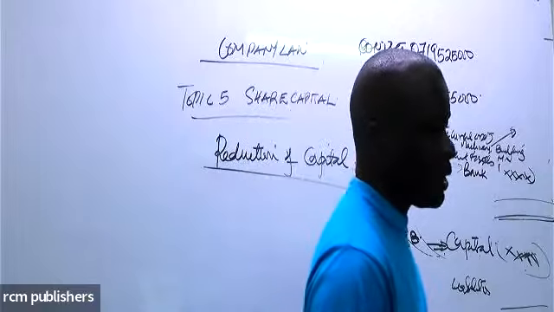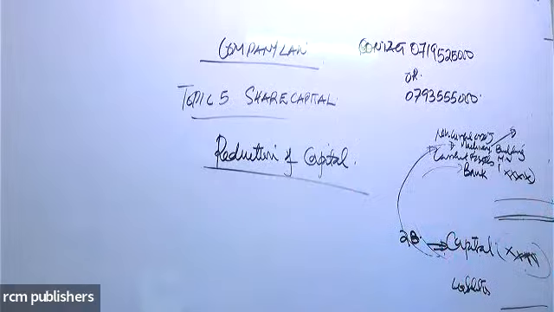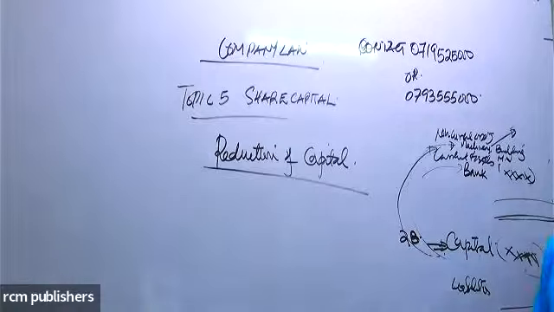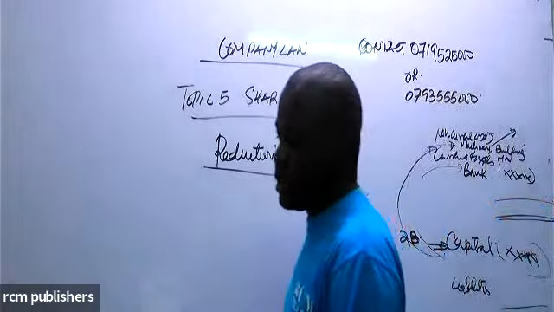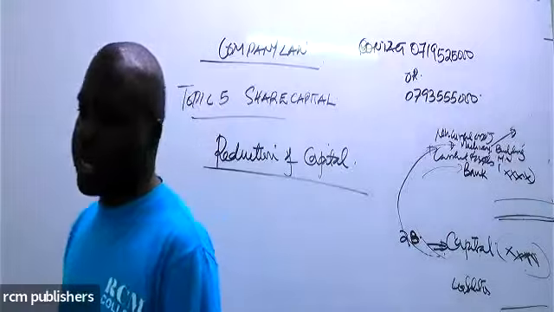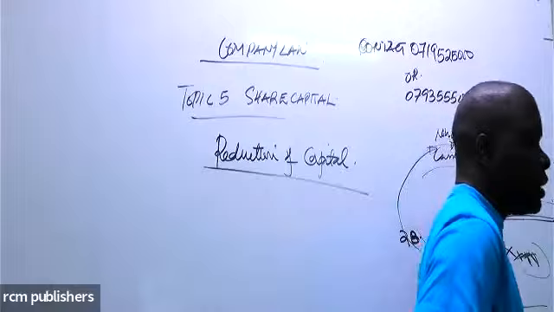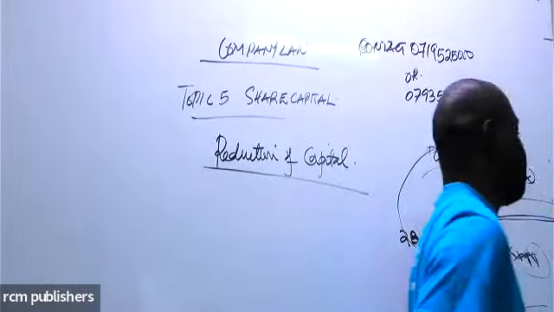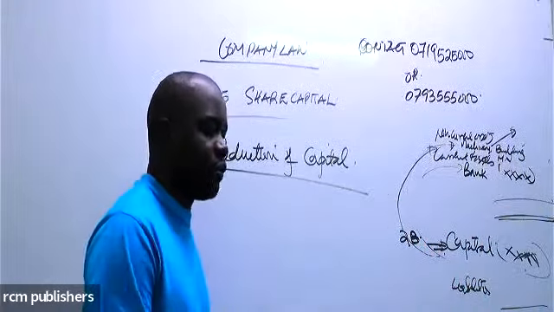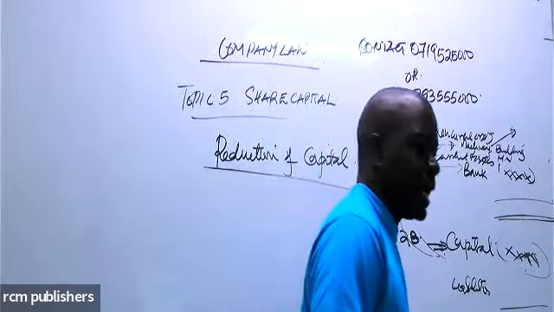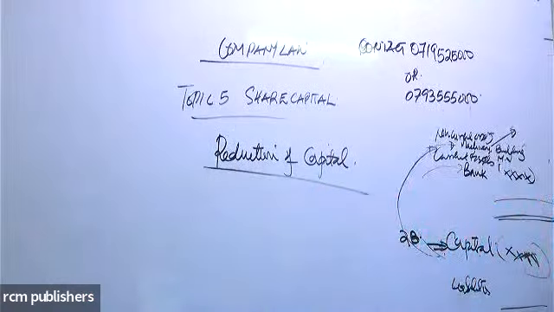Lazima wataitisha mkutano ka members of the company. At that meeting, they'll pass what we call a special resolution, that in this case, they are going to proceed and reduce the share capital of the company. With that resolution, they'll be able to petition, maybe present before the court, that we've decided as a company we'll be able to reduce our capital.